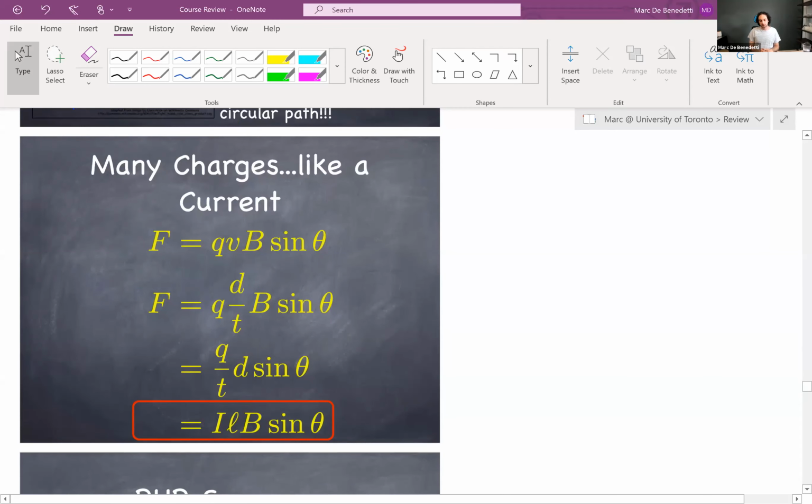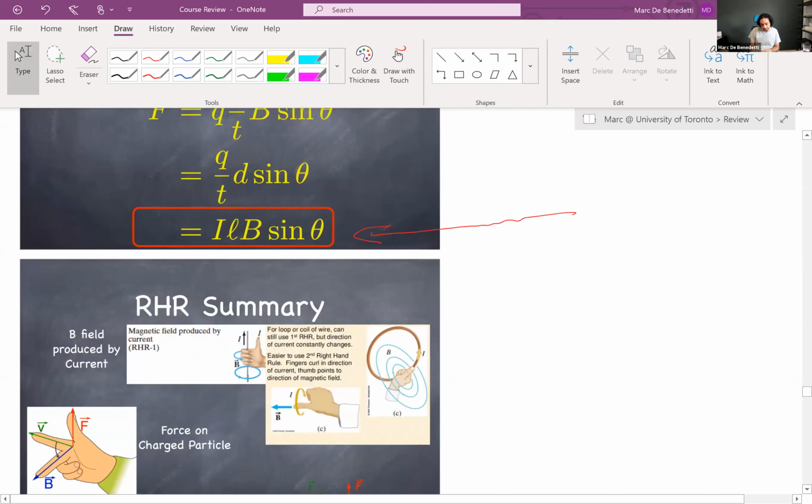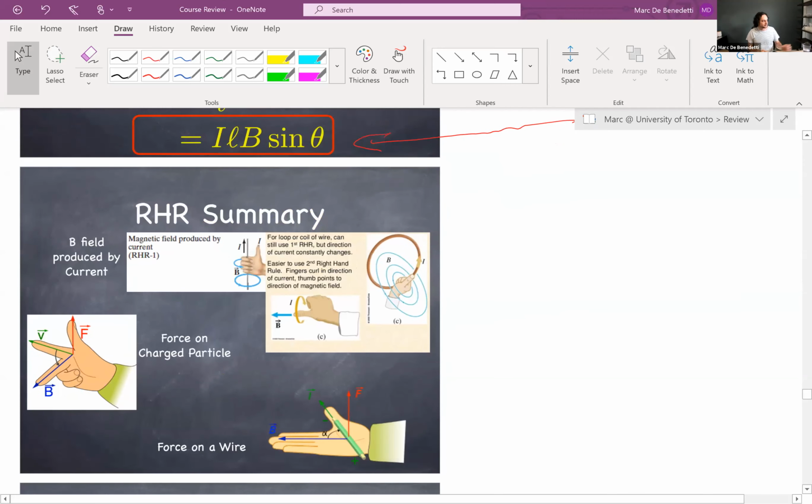We were also able to look at the force on a wire. So we started with qvB and we were able to end up with ILB. It's pretty much the same equation. You're just moving the division by t underneath a different variable. This was our first exposure to right-hand rules. So we have three right-hand rules to predict various things in this chapter so far.